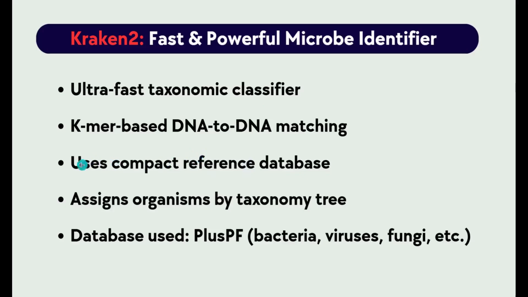The third point says that Kraken2 uses a compact reference database. This means that Kraken2 uses a compressed, space-efficient database format called a compact hash table. This makes Kraken2 much faster to search and requires less memory compared to traditional databases. You can run Kraken2 on standard computers without needing supercomputers. And this compact form allows your computer to handle huge databases quickly and easily.